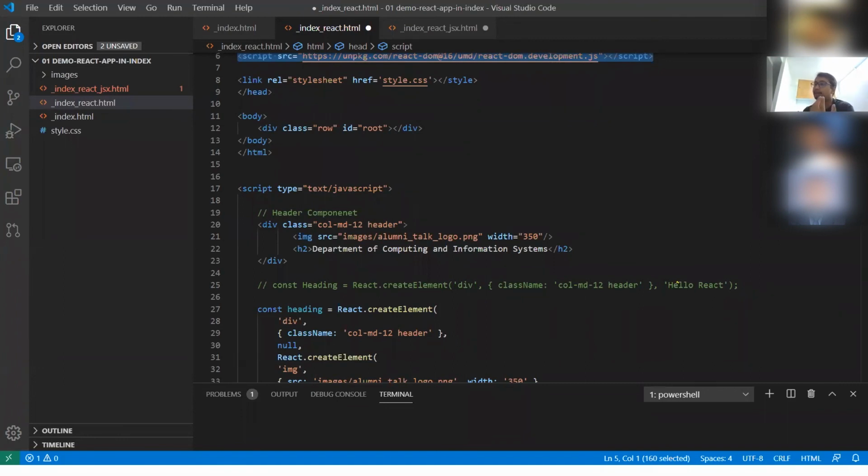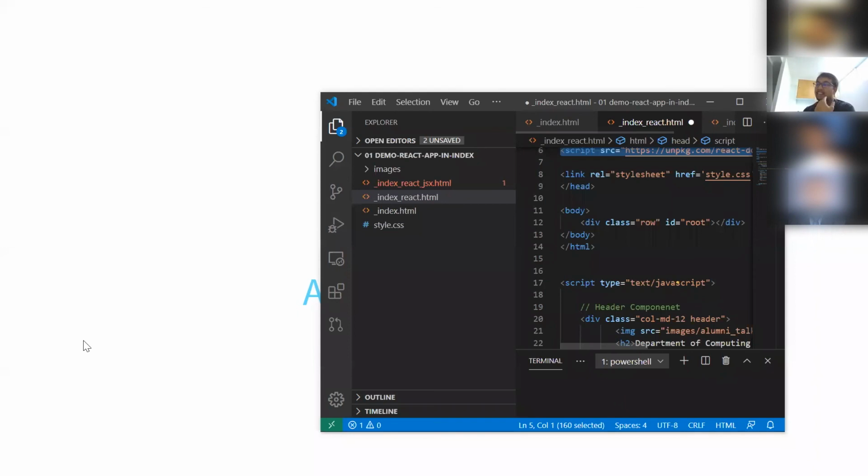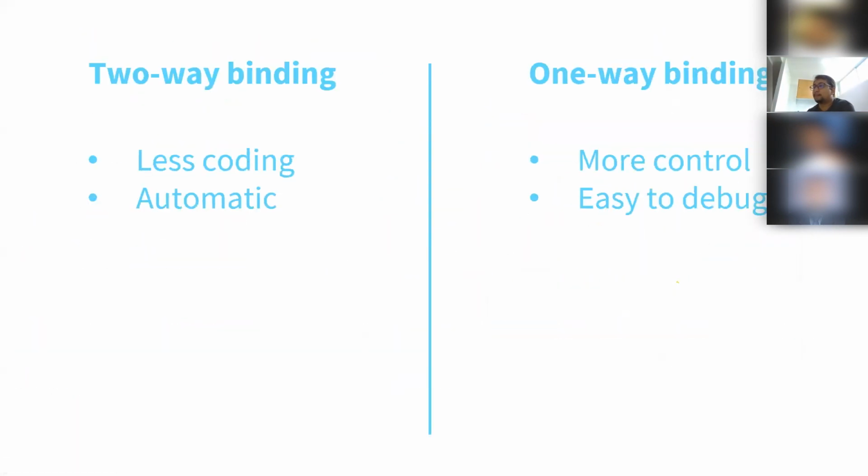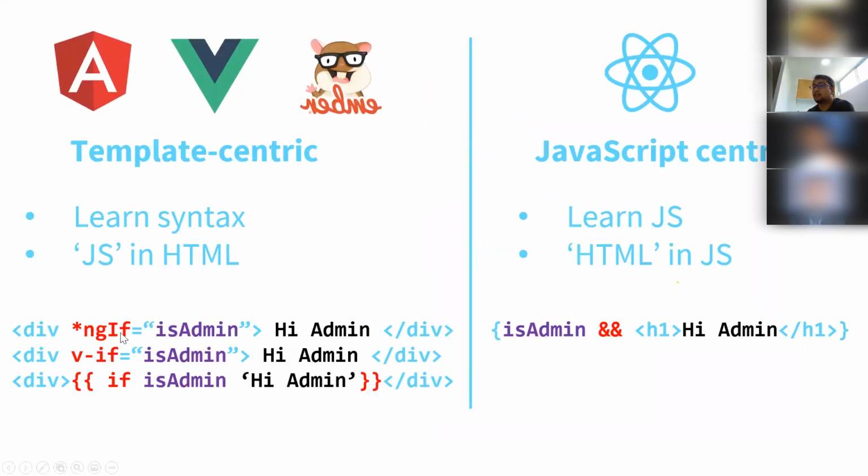So if you see list.map, that's a JavaScript function, still using JavaScript. That's the difference. Otherwise, I can show you. You need to know that ngIf is used for conditions. So if the isAdmin variable is true, then it shows Hi admin. But from the React perspective, this is pure JavaScript. You have curly braces, and if isAdmin is true, then it will only show this one.